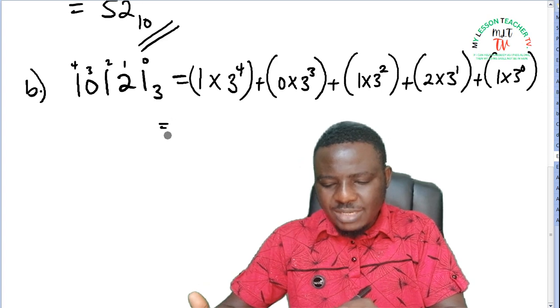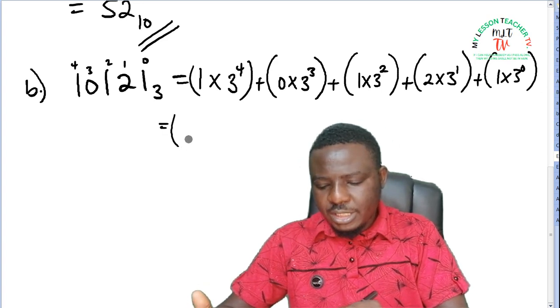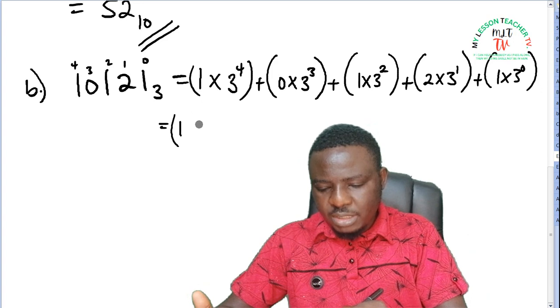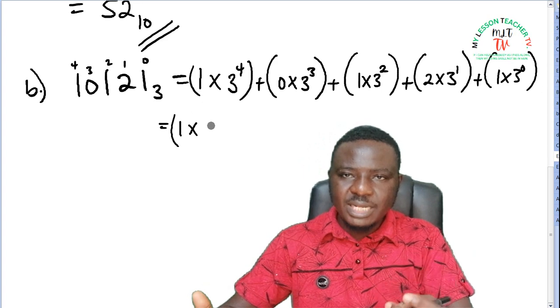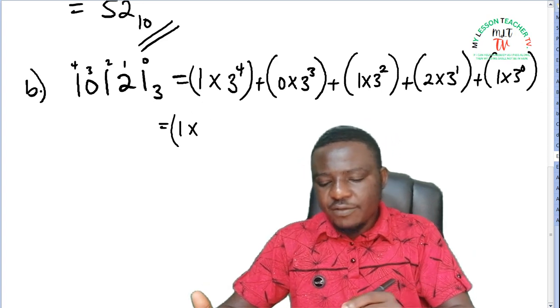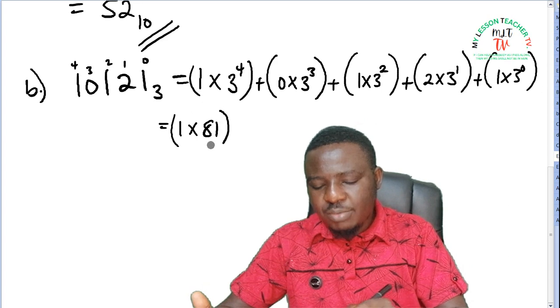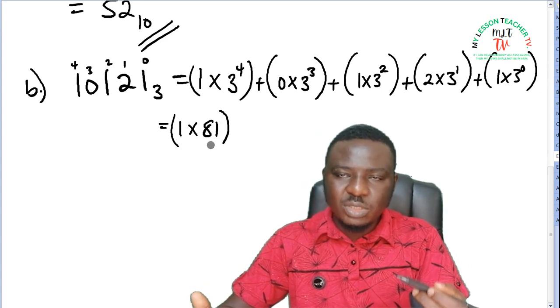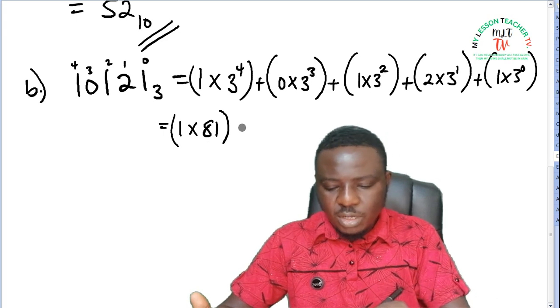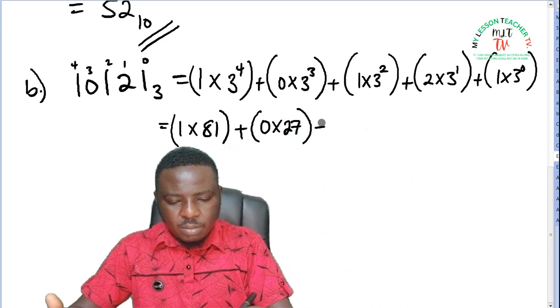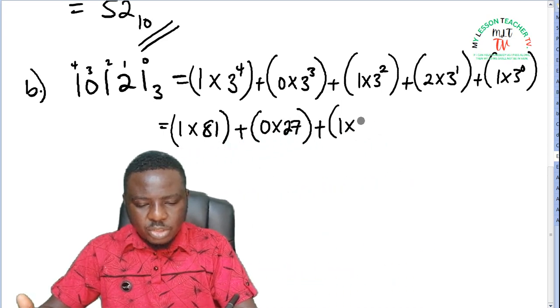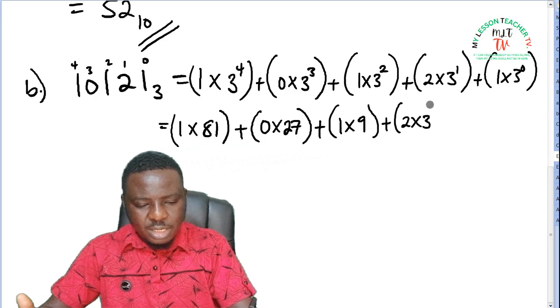So you then simplify this further. All the index numbers, you write them as ordinary numbers. This becomes 1 times 3 to power 4, which means 3 times 3 times 3 times 3, and that gives you 81. Because 3 times 3 is 9, 9 times 3 is 27, 27 times 3 is 81. Plus, do the same to the second bracket. 0 times 27 plus 1 times 3 squared is 9 plus 2 times 3 plus 1 times 1.